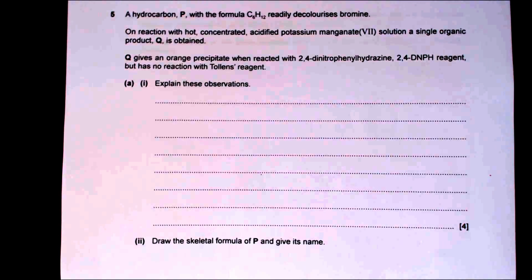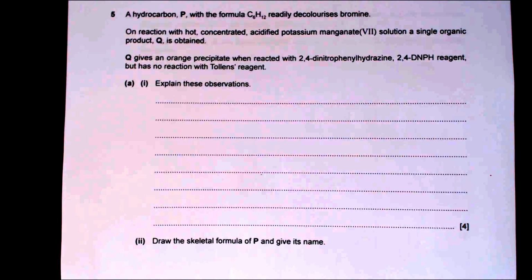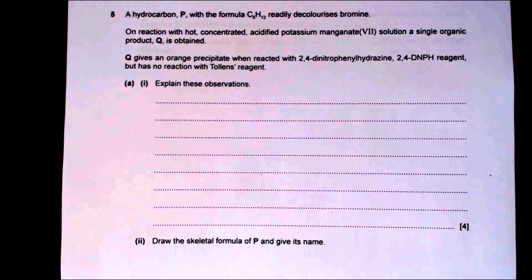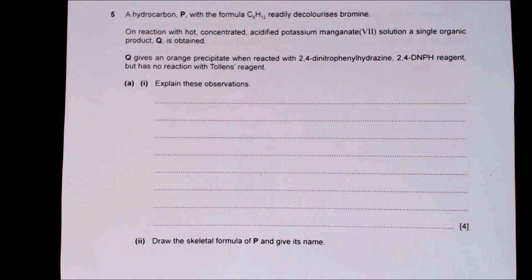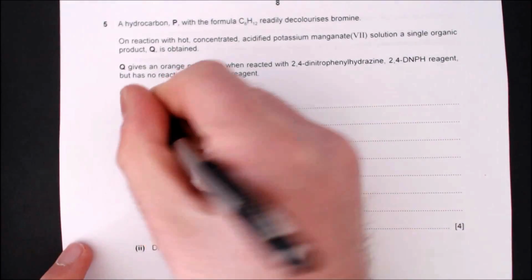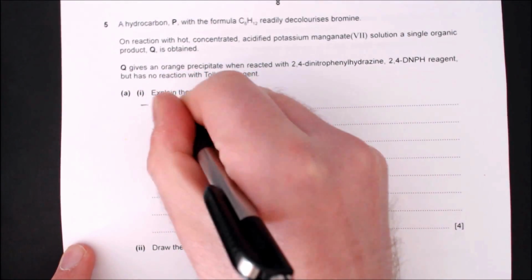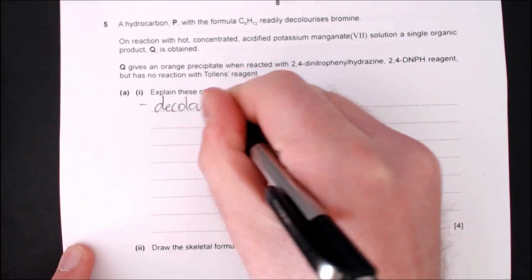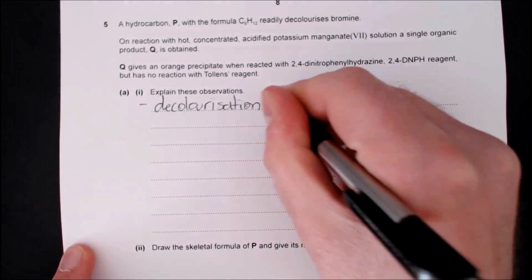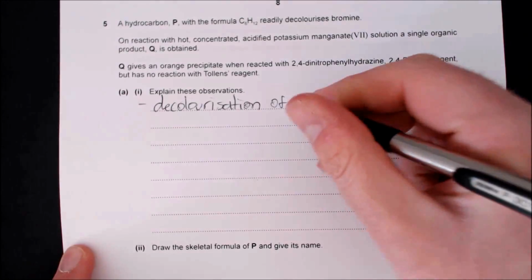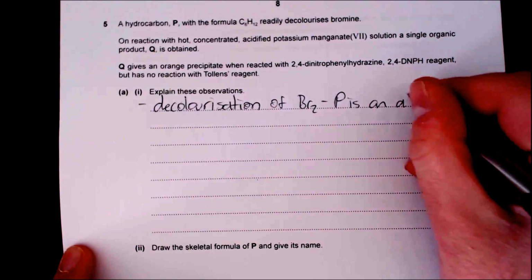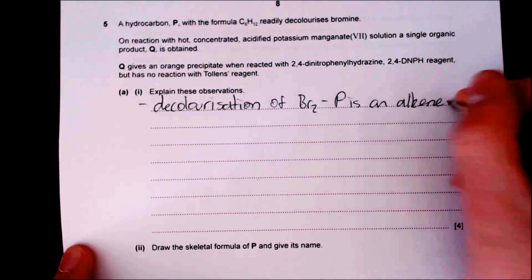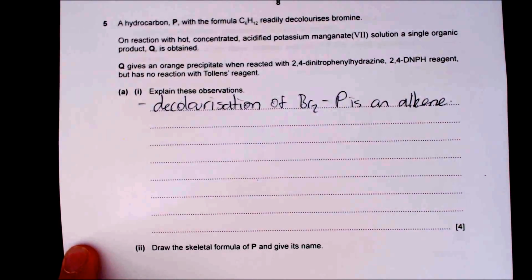Right, okay, so let's do this in a really methodical way. The first thing is it's talking about that hydrocarbon P has the formula C6H12, and readily decolorizes bromine. So that's a classic sign of an alkene. So we're dealing with an alkene here for P. So we're going to add that in there. So we put in decolorization of bromine, of Br2. So that means that P is an alkene. Okay, right, so there you go. So that's the first one.